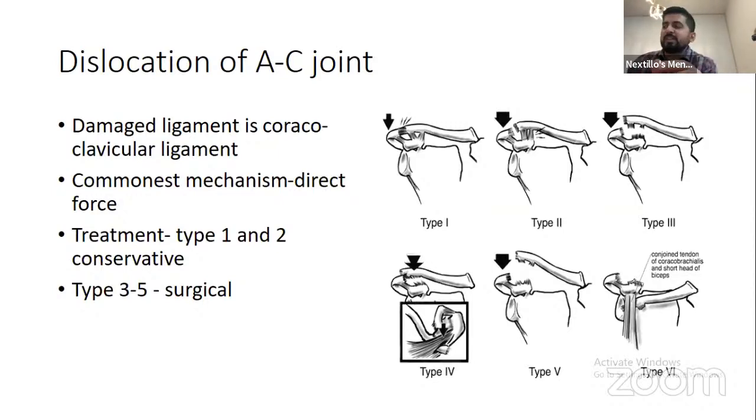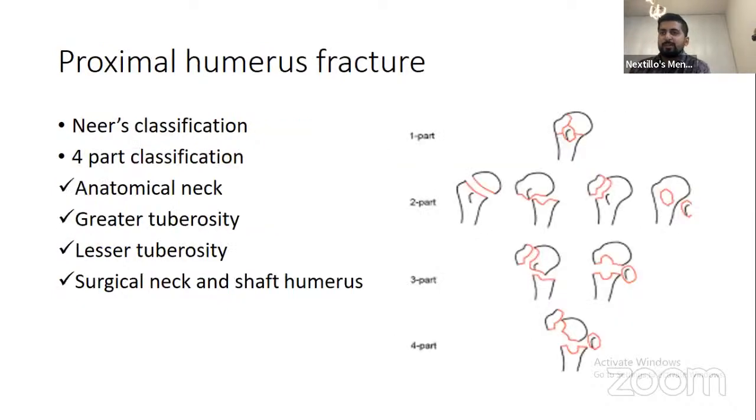The commonest mechanism of this injury is direct force to the acromioclavicular joint, and treatment for type 1 and 2 is usually conservative. And if you have heard about the Velpeau bandage, that is used for acromioclavicular dislocations. This is also a previous year exam question. So Velpeau bandage is used for AC joint dislocation. And type 3 to 5 injuries are usually managed surgically by reduction and fixation with various devices, because these injuries are unstable and difficult to maintain in any type of bandaging. So this is the important point about AC joint dislocation.